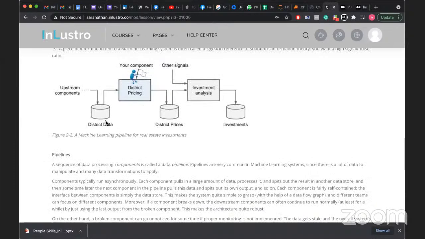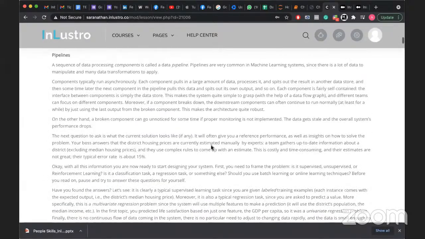For example, your district pricing's data comes from the district data, which in turn is actually put in by the upstream components. Likewise, your output goes into the district prices database, which in turn is used by the downstream component investment analysis for further information. Okay, so that's exactly what a pipeline is. So each component is fairly self-contained, and the interface between components is simply the data store. So that makes the system quite simple to grasp, and different teams can focus on different components. That's why we have a pipeline.